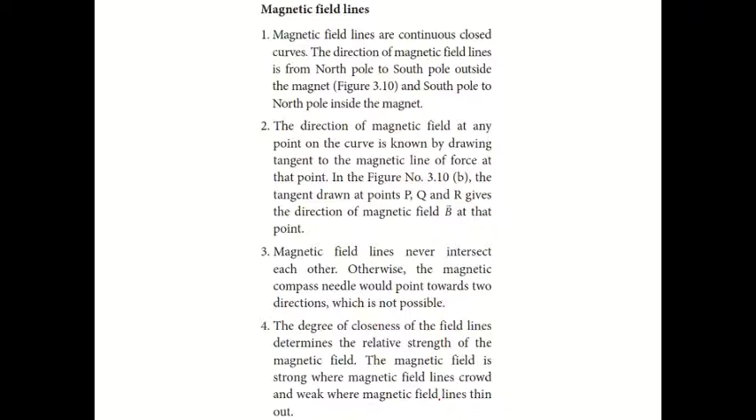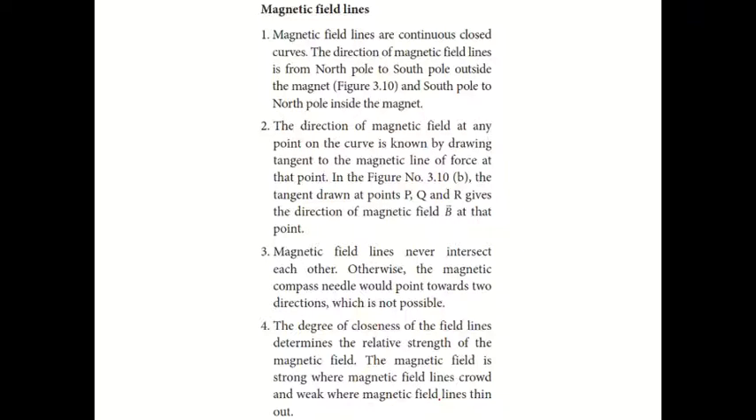So, some characteristics of magnetic field lines. What are magnetic field lines? These are continuous closed curves. The direction of a magnetic field line is from north pole to south pole. Don't forget, that is outside the magnet. Outside the magnet it is north pole to south pole, but inside the magnet it is south pole to north pole.